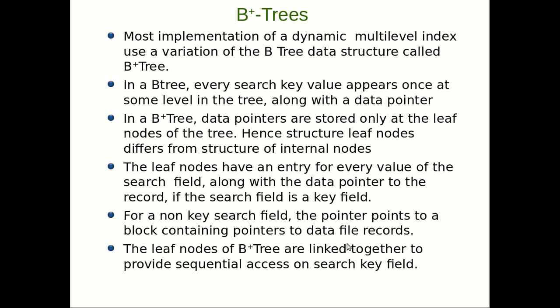That means if it is a search key value, then the data pointer points to the block containing the record. If it is a non-key value, then there could be more than one entry because it may not be unique. In that case, again the data pointer points to the block which contains this given key value. The leaf nodes of B plus tree are linked together to provide sequential access on search key value.